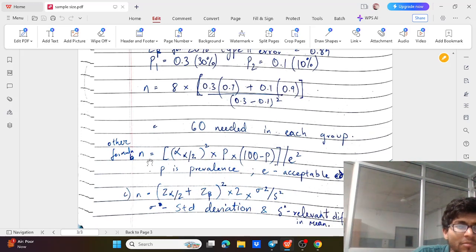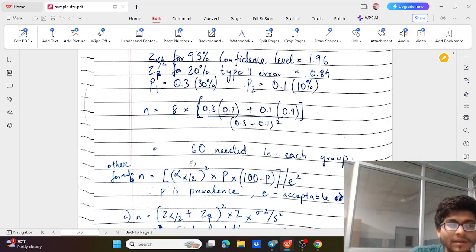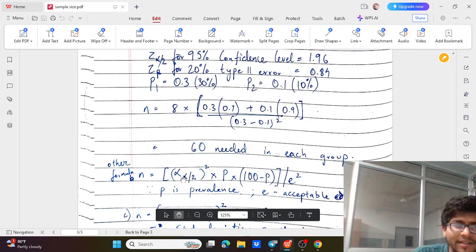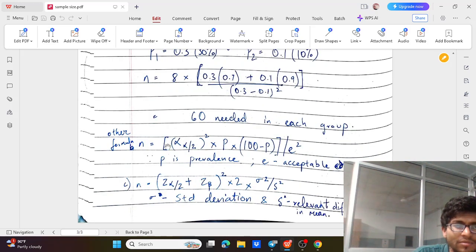We have some other formulas like Z alpha by 2 the whole square into P into (100 minus P) divided by e square, where P is the prevalence and e is the acceptable error. This alpha is Z as far as I remember. This is a writing mistake, so please correct it in your copy, that this is Z alpha by 2.